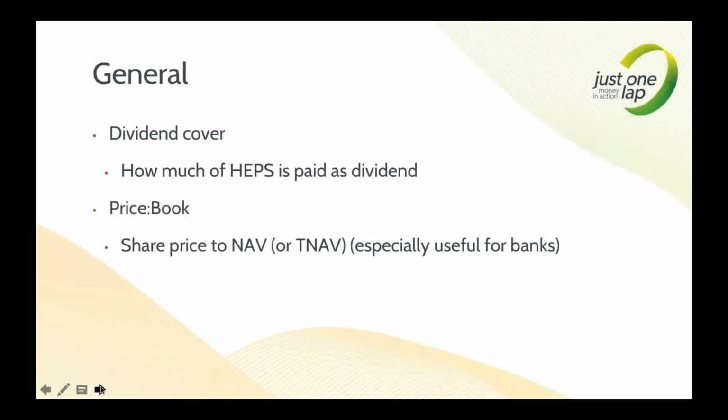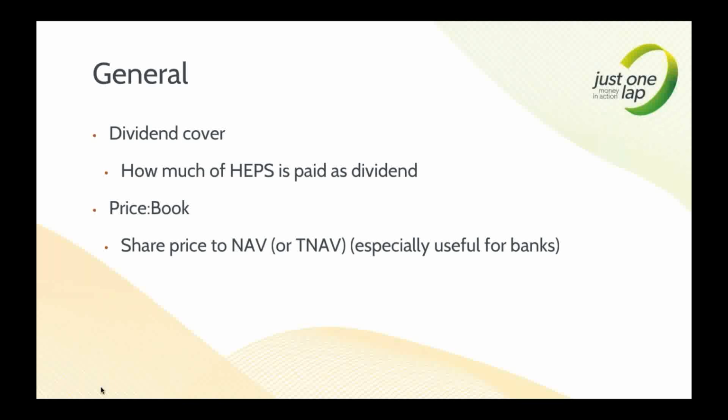Some general ones is dividend cover. This is one I always look at. Again, the company will many times have a dividend cover policy, which they may disclose in the results. Certainly, they will disclose it in the annual report, and that is how much of HEPS is paid as dividend. So if the dividend cover is 2, and they make 3 rand of HEPS, they'll pay out 1.50 rand of dividend. So the HEPS is twice the dividend.